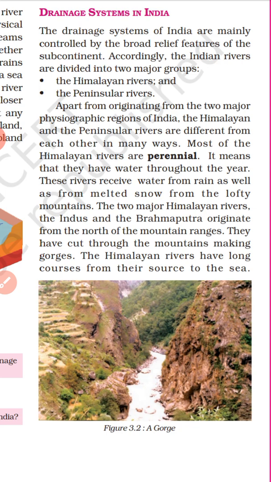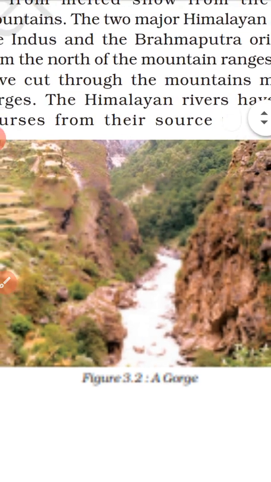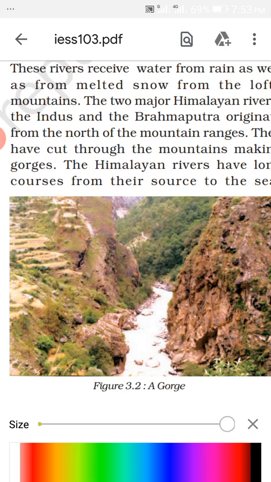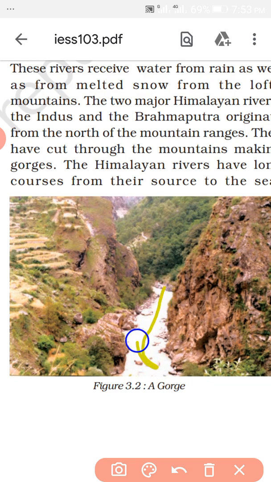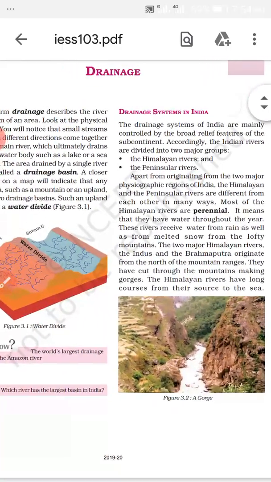The two major Himalayan rivers, the Indus and the Brahmaputra, originate from the north of the mountain ranges, and they have cut through the mountains, making a gorge. You may see these pictures. A gorge is a narrow gap between two mountains where the river flows. You can easily understand with this picture: this is the river, and it is between these mountains, in the narrow gap. This narrow gap where the river flows is called the gorge. The sources of these rivers are in different Himalayan regions.